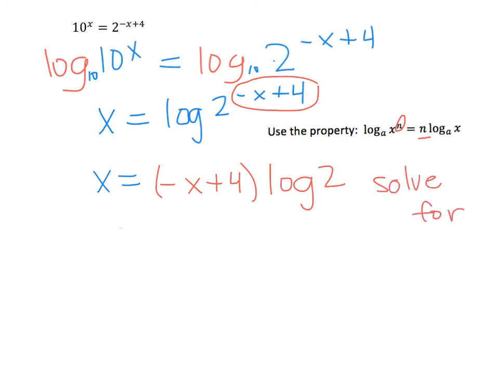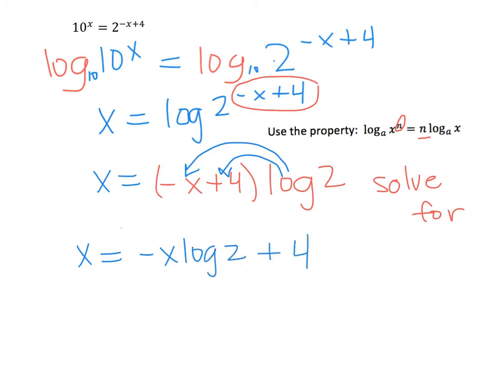X shows up 2 times. We're going to want to get x by itself. X is trapped inside those parentheses. So we're going to need to distribute log of 2. All right, so we get x equals, and then negative x times log 2, so negative x log 2, and then 4 log 2, after we distribute that log 2.